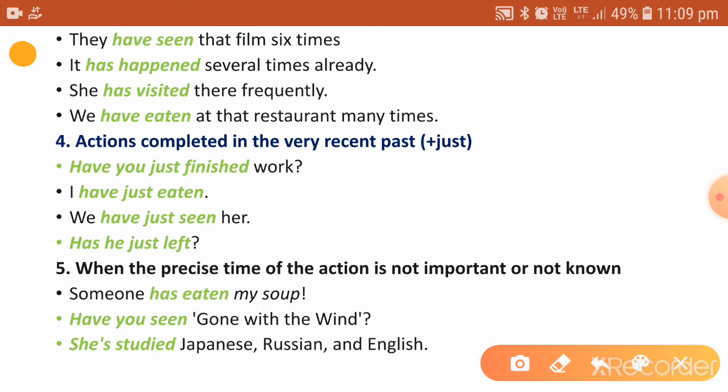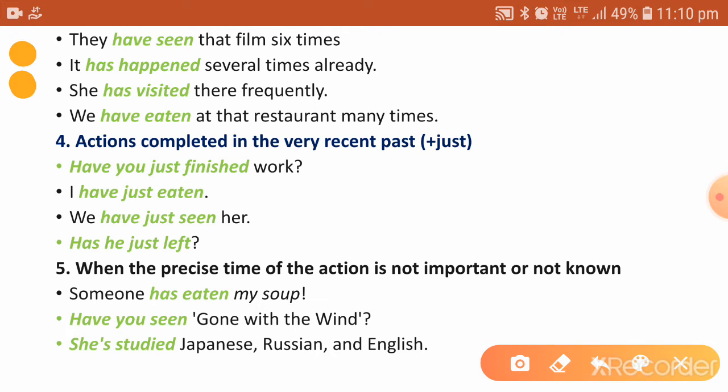Here are some examples. They have seen that film 6 times. It means up to now they have seen that film 6 times. Next, it has happened several times already. Already means before that point of time.